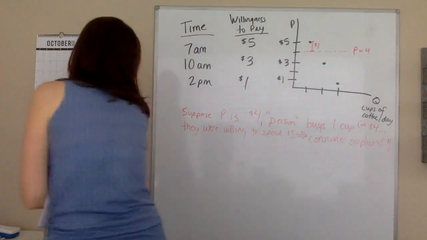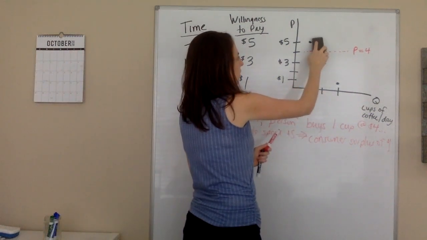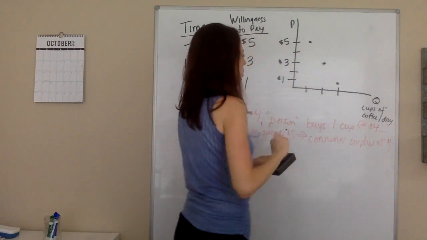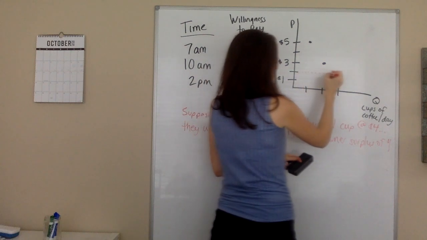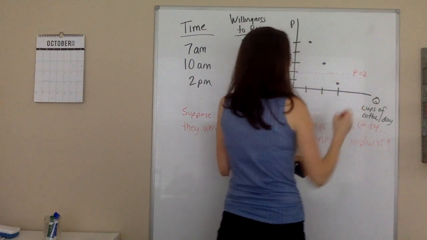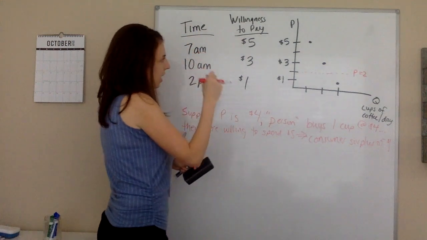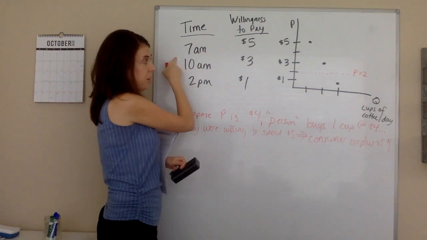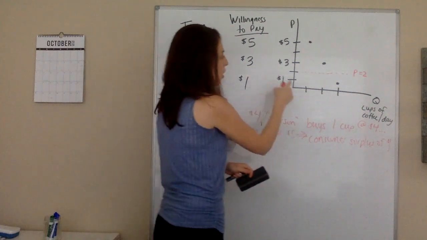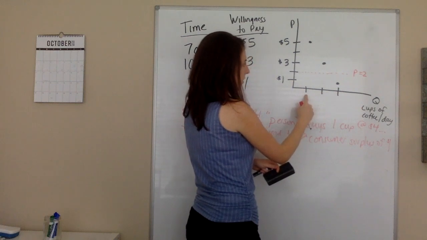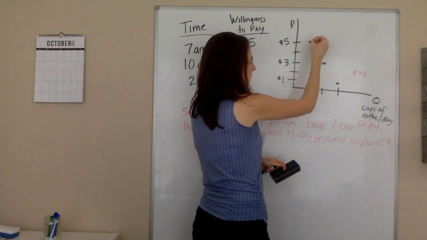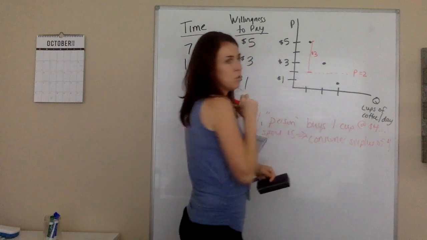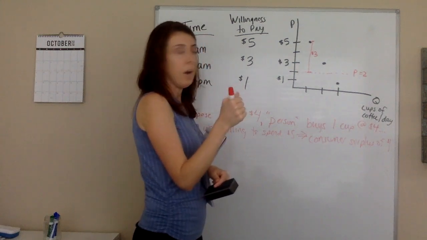Okay, let's consider another situation. Suppose that instead of the price of each cup of coffee being $4, suppose the price of each one cup of coffee is $2. If this is the case, then at 7 a.m., this person buys their coffee because they're willing to spend $5. They only have to pay $2. So when they get this first cup of coffee at 7 a.m., they were willing to spend $5. They only had to spend $2. So there's like $3 of consumer surplus there for that first cup.